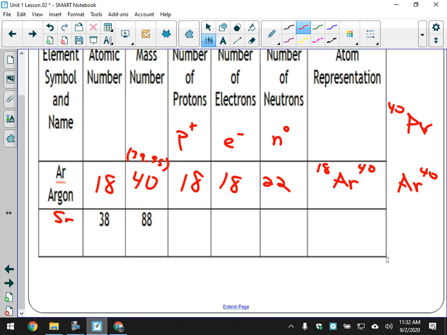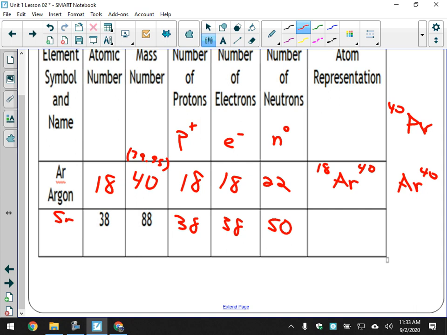That's all good. How many protons does it have? 38. How many electrons does it have? 38. How many Jimmies does it have? It's got what, 50, yes? Because 38 and 50 is 88, right? So we have to have 50 neutrons, okay? And those are the symbols we're going to use for protons, electrons, neutrons, yes? So you're going to see that quite often here.